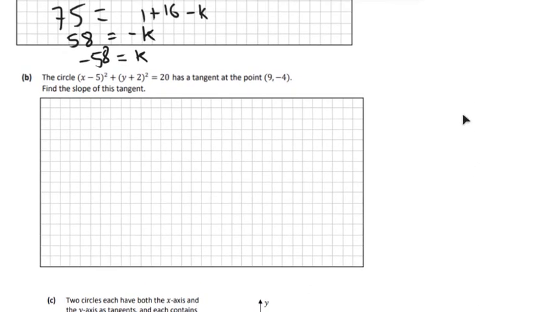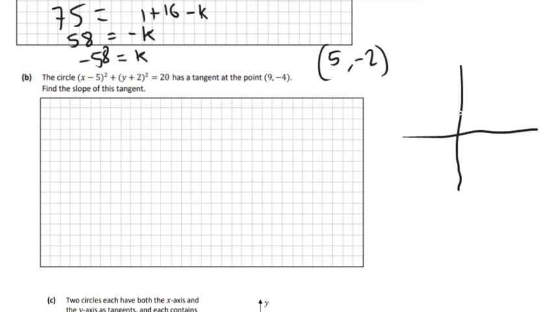Let's look at part B then. So there's a different circle now, so the circle (x minus 5) squared plus (y plus 2) squared equals 20 has a tangent at the point (9, minus 4). So you can do a little sketch of that straight away anyway. You know that the center has to be the point (5, minus 2), because you take the opposite signs of what's inside the brackets really. So that's what h and k would be.